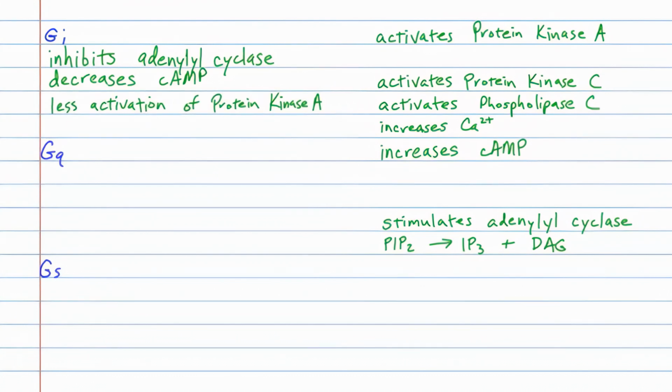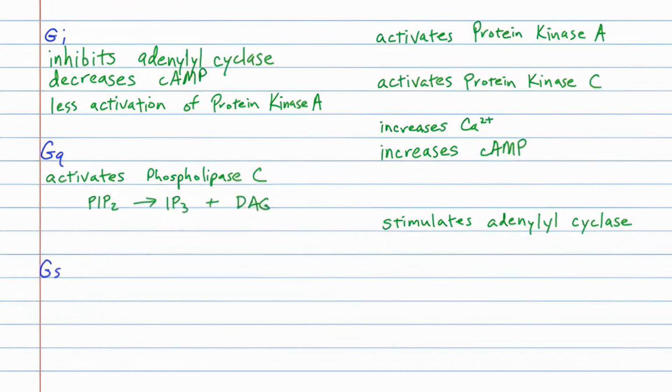Then for GQ, GQ is the Hansen protein. You can remember Q and C. So we start out GQ activates phospholipase C, and that phospholipase C is going to cleave PIP2 to IP3 and DAG. So here we have 2 actions. The IP3 is going to increase calcium.